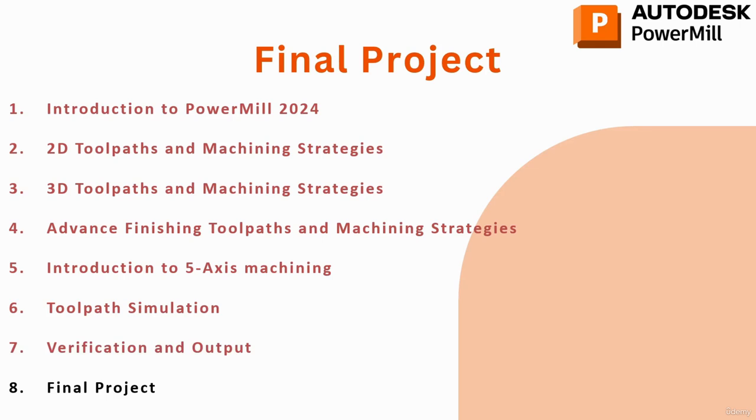Then we also discussed verification and output, how the code is generated, how the program is created, and how we use that program for the machine. We also checked how the toolpath enters, and we checked the gouges, to make sure the toolpath is not going to touch the workpiece or any fixture placed within that area. So everything we have discussed up to module number 7 is all about Autodesk PowerMill.